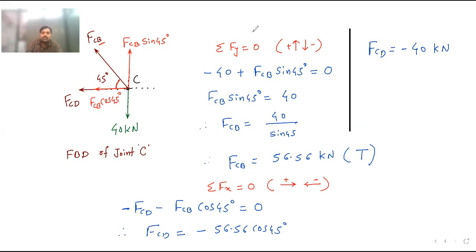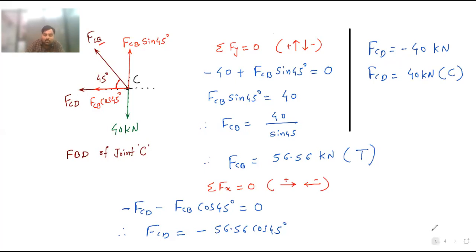Now see here, initially we assumed that FCD carries tensile force, but the force in member CD is minus 40. So what does this minus sign indicate? Compressive. Correct. The minus sign tells us that you assumed it is tensile, but it is not tensile, it is compressive. So in the final answer I should write FCD, the magnitude is correct, 40 kilonewton, but it is compressive, so in brackets I am writing C. FCD is not tensile, FCD is compressive.